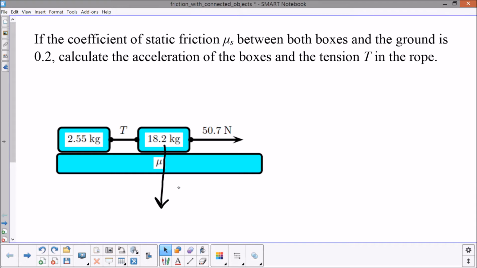So the weight of the first box is 18.2 times 9.8, which is 178.36 newtons. The normal force that's acting on that box, because there are no other vertical forces acting, is also 178.36 newtons.